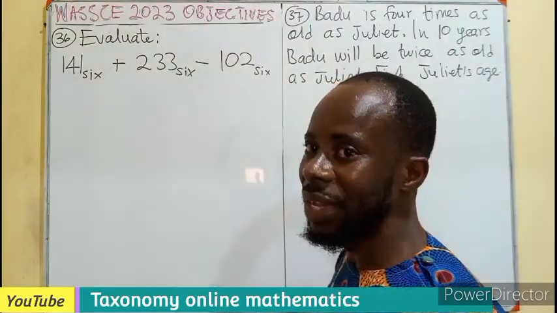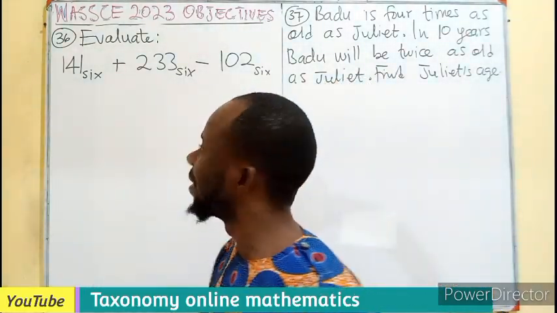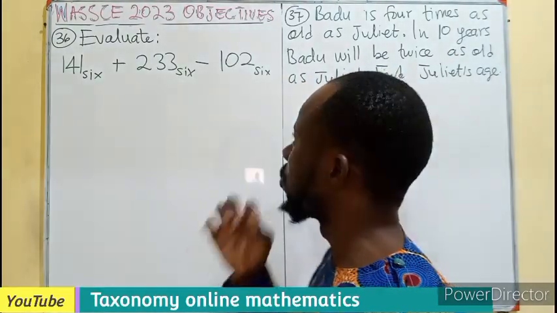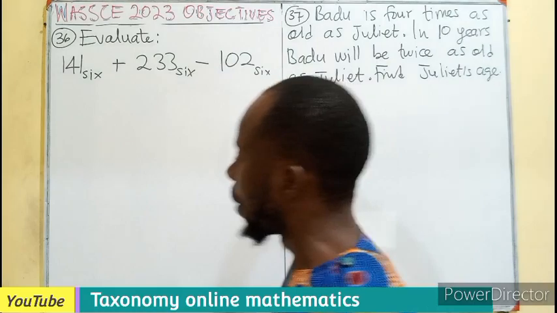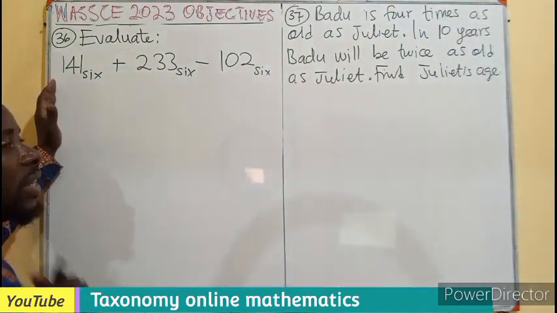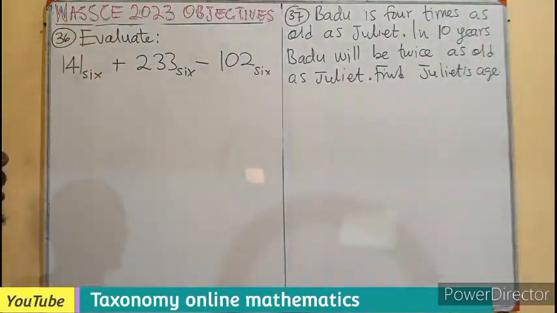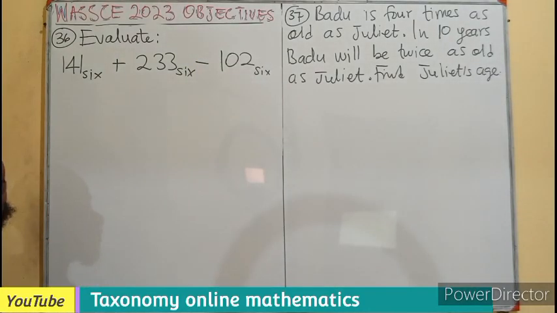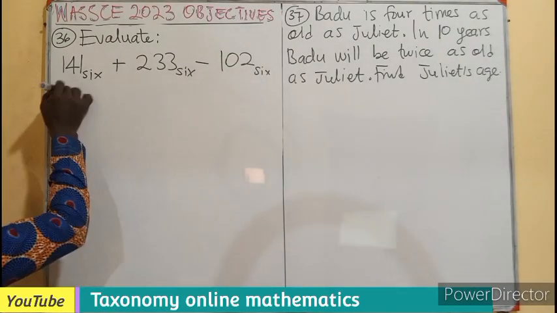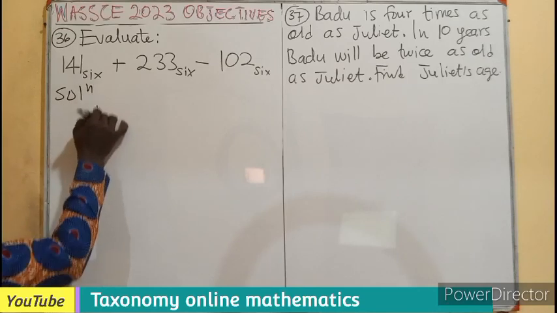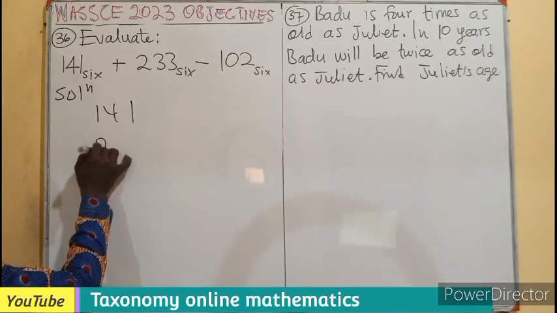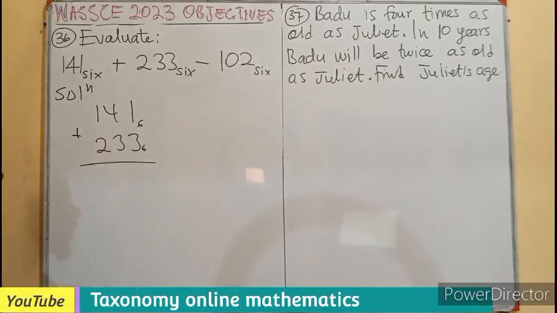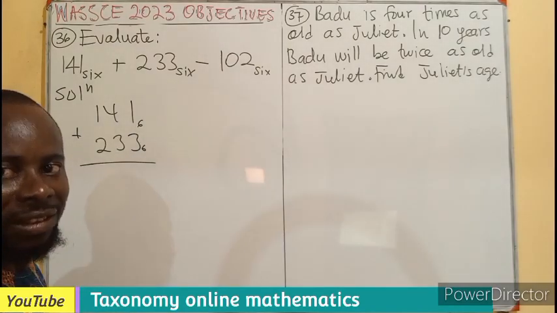So we are to evaluate 141 base 6 plus 233 base 6 minus 102 base 6. So we are going to take the first two. Since it's addition, we perform that operation, then we subtract 102 base 6 from it. So 141, 233, all in base 6, meaning in our addition the digits will not be more than 6.